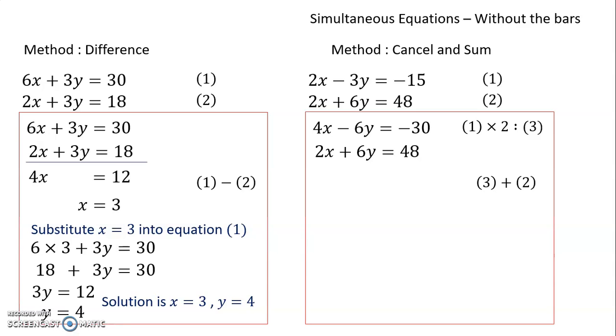And cancel and sum. Well, the clue is in the word sum there. For this, I'm going to add my two equations together. So at this point, that's what we were doing with our bar model. We were looking at what we had in total and creating a zero pair between the negative 6y and the positive 6y. So if I add these two equations together, I'm going to get 6x. My negative 6y and positive 6y will create a zero pair. And then negative 30 and 48 will give me a total of 18. Now I can solve that, divide through by 6 to give me x equals 3.